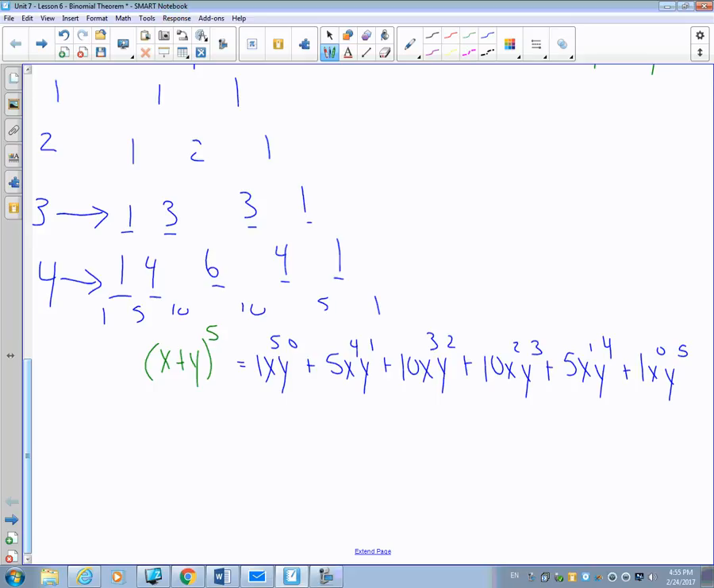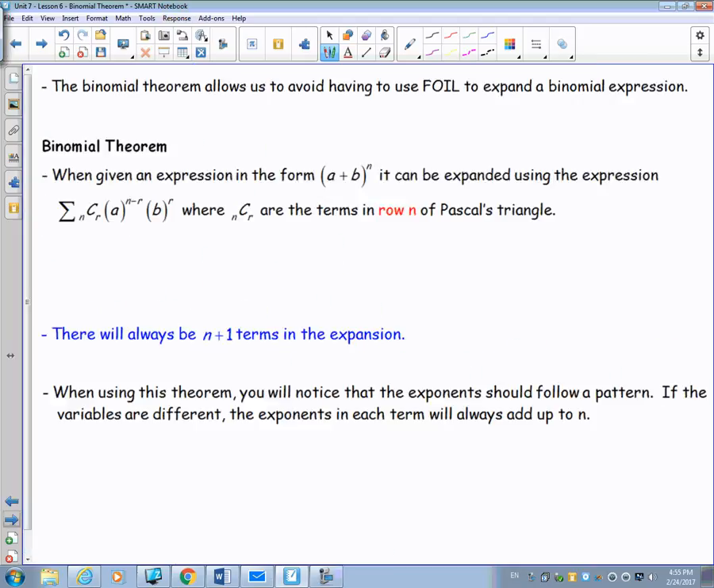Okay, so there's our big idea. We call this the binomial theorem. Here's your writing part. We can avoid using FOIL as long as we have a binomial, a two-term expression to an exponent. What we're going to do is use Pascal's triangle.